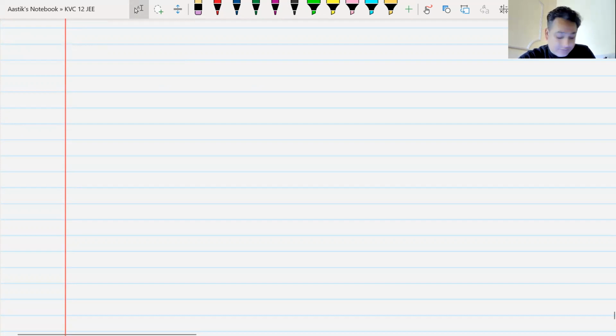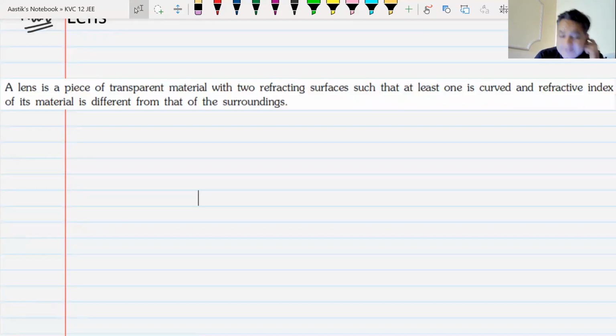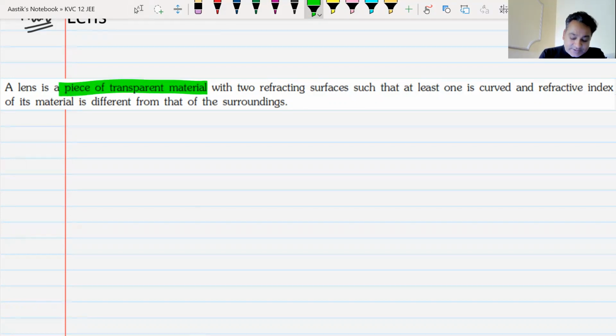The number 2 that you said is there, but you said two mirrors. It is not a combination of two mirrors. It's a combination of two curved surfaces. That is again one thing that you must remember. So basically, what you need to understand and write: a lens is a piece of transparent material, with two refracting surfaces. It must have two refracting surfaces.